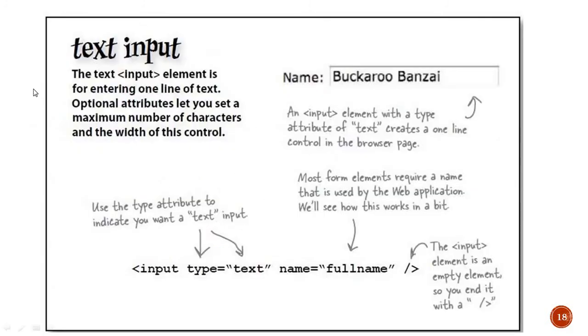So here is the output. The text input element is used for entering one line of text like this. Type is text, and the name you want to display is, say, full name. So it will display the output like this. Here is the name, that is full name. The input element is an empty element, that means there is no ending tag, so end it with only a simple slash.